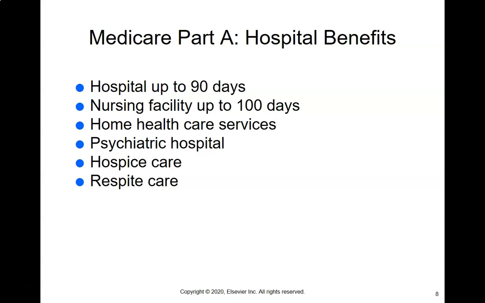A benefit period is a time for which payment for Medicare inpatient hospital benefits are available. Hospital equals 90 days for each period. A nursing facility equals 100 extended care days for each period.